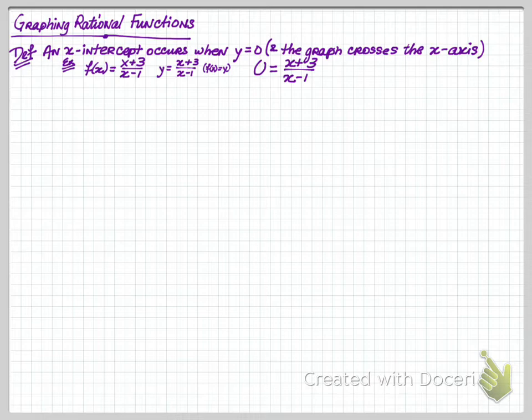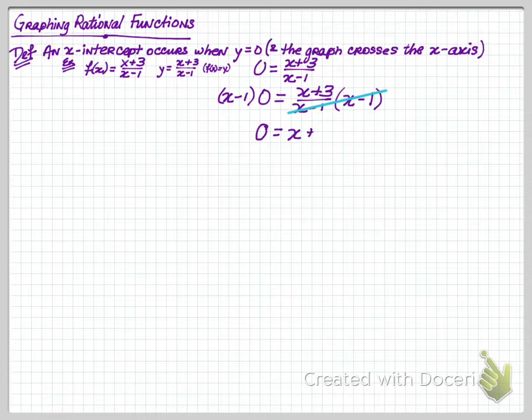It's asynchronous time, by the way. When y equals 0, I'm going to multiply both sides times x minus 1. And then these two stinkers cancel. And anything times 0 is 0. So x equals negative 3.